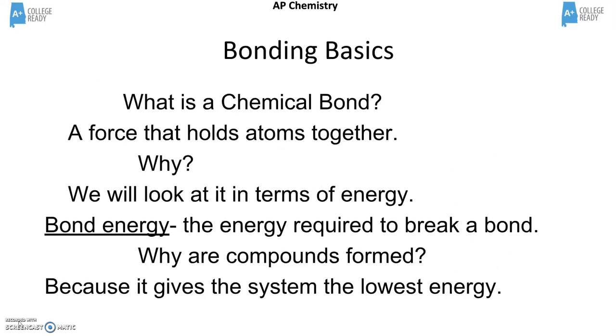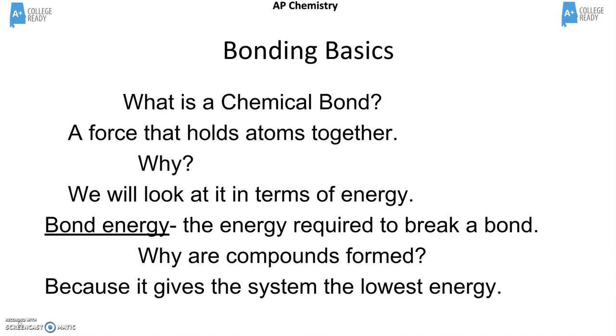So let's begin. What is a chemical bond? A chemical bond is an attractive force that holds groups of atoms together and makes them function as a unit. Okay, so it's a force. Bonding relates to physical properties such as melting point, hardness, electrical and thermal conductivity, as well as solubility characteristics.